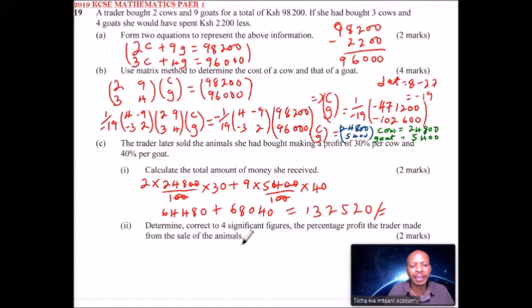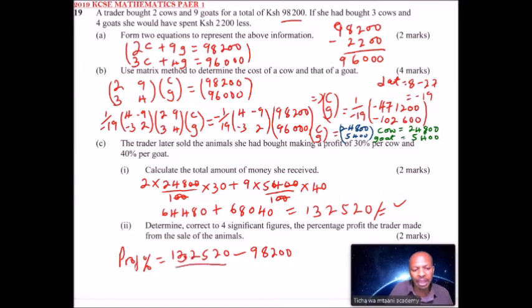Roman number 2, determine, correct to 4 significant figures, the percentage profit the trader made from the sale of the animals. You can see this is the amount of money the trader got, and he spent 98,200. So you can get the profit. You can say profit percentage is equal to the amount he got after selling the goods, that is 132,520, minus the amount he bought the animals for, 98,200. That will give you the profit. Then you divide by the amount he spent, which is 98,200, and you multiply by 100.